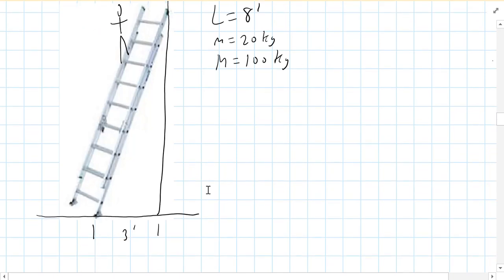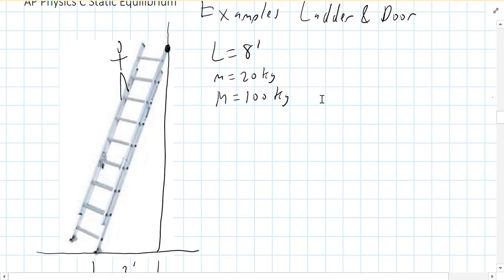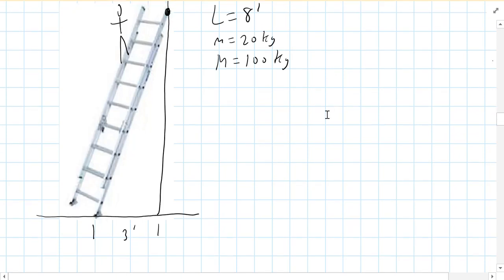And for this problem, here's what we're going to figure out. Assuming the wall doesn't have much friction, in other words, it's slippery, or a lot of ladders will actually have a little wheel up here, which makes friction roughly zero. So assuming that there's little to no friction between the ladder and the wall, what is the minimum coefficient required between the ladder and the ground so that the ladder doesn't fall and make Mr. Mashar hurt his head or anything else while he's putting up Christmas decorations?